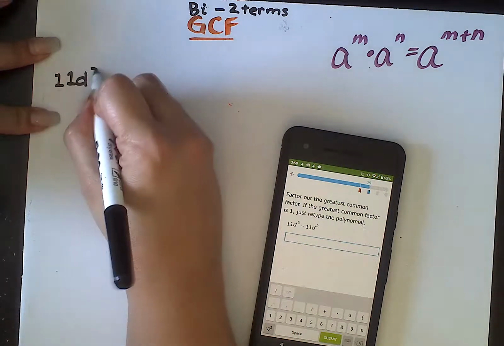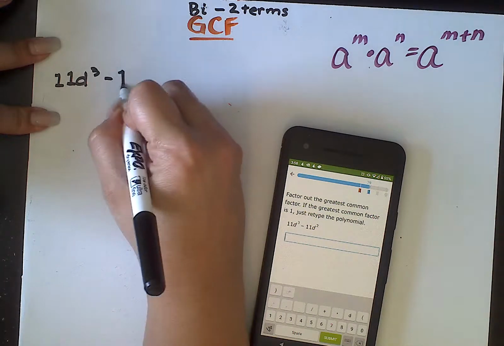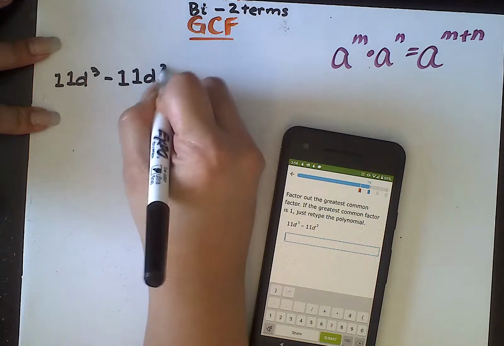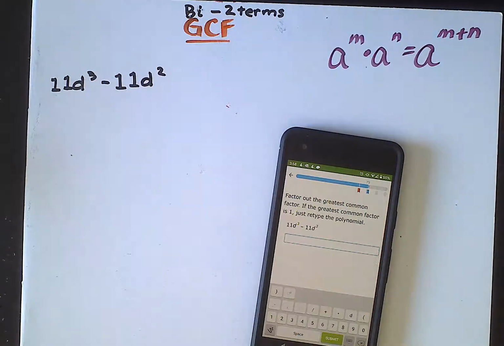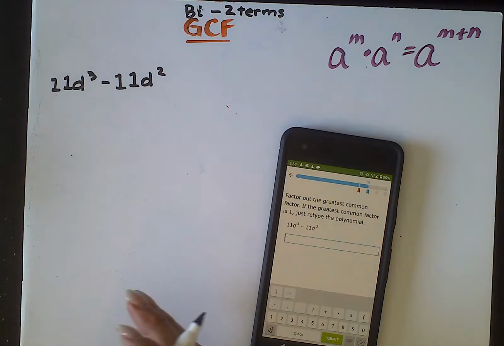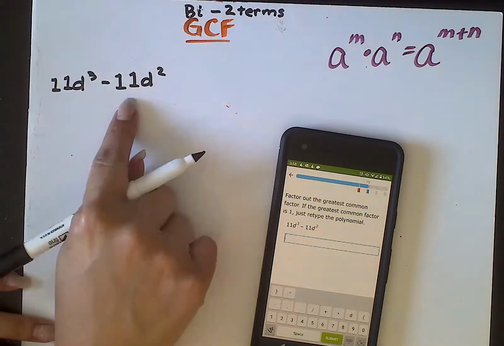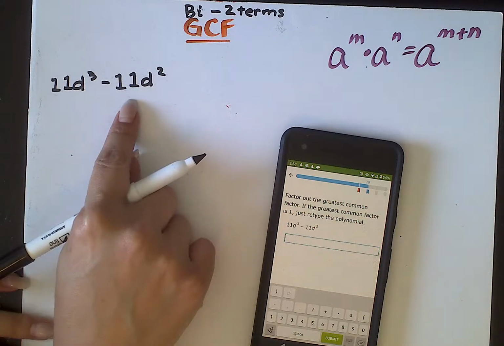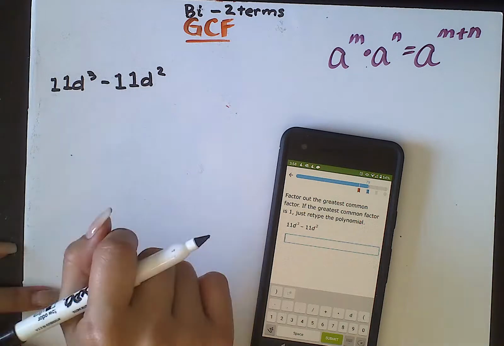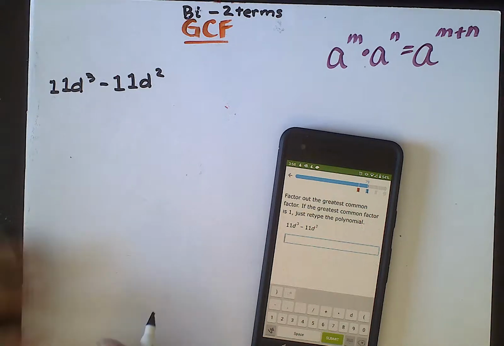11d cubed minus 11d squared. Now, the question is, I'll do that one next. And actually, I think it's exactly like the one that we finished, Jordan. So I'll show you in just a bit. So if you can already see what the GCF is without expanding, I am so proud of you. You don't need to expand every single thing here.